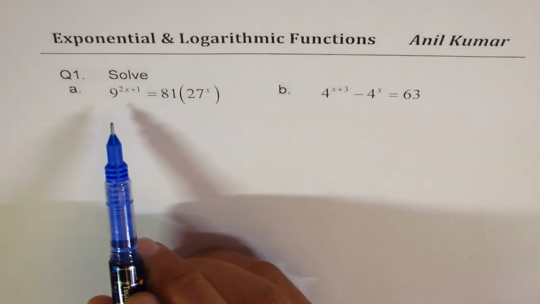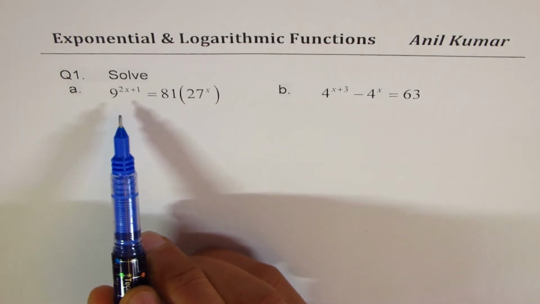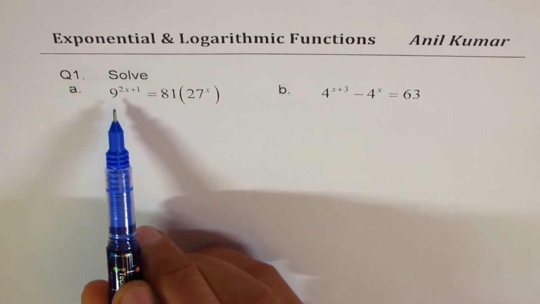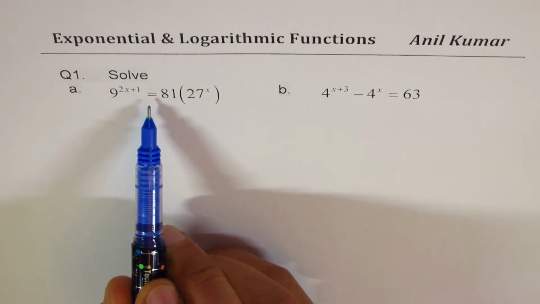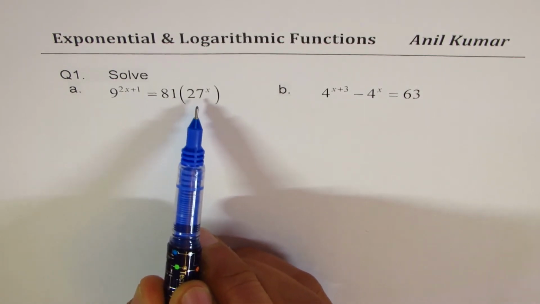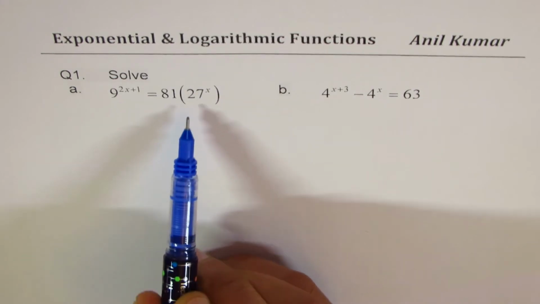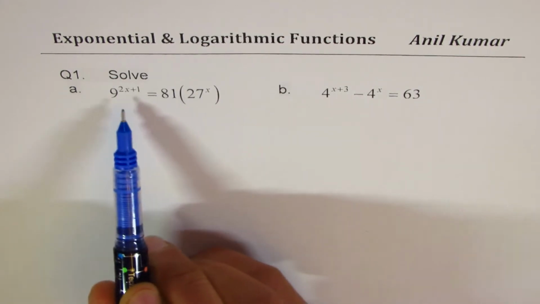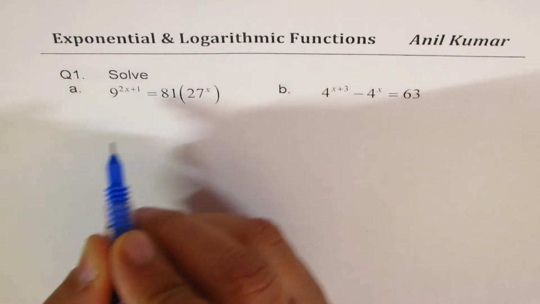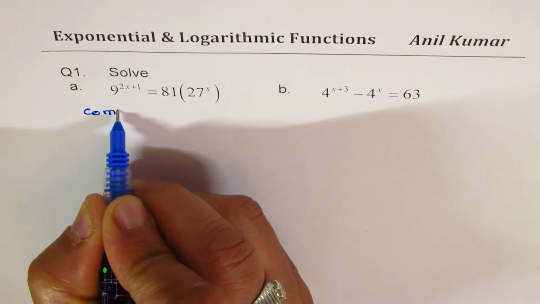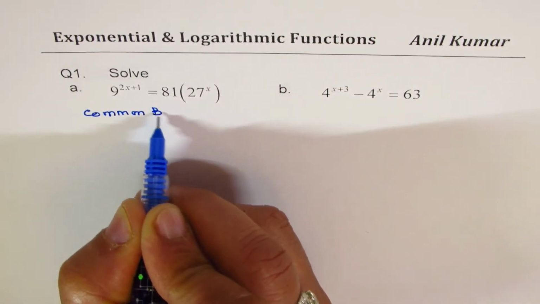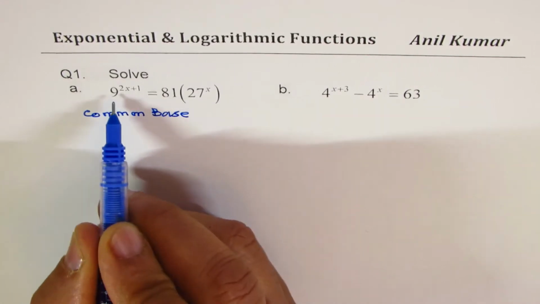Question number 1 is, we need to solve the equation, means find the value of x. 9 to the power of 2x plus 1 equals 81 times 27 to the power of x. The idea is to write them with the same base. So we are looking for a common base here. That is a strategy. Clearly the common base is 3.